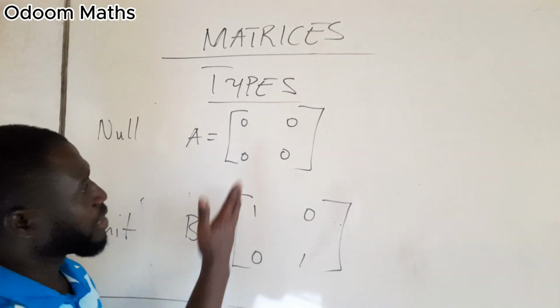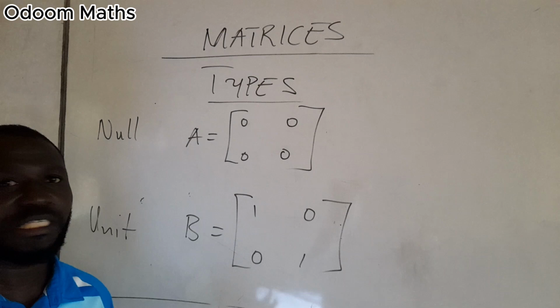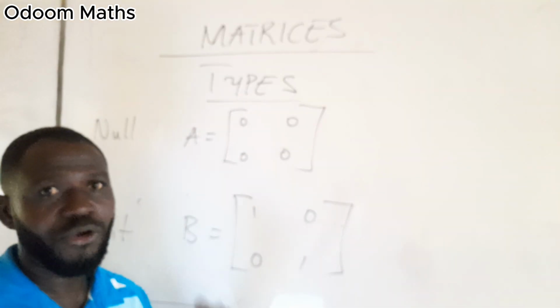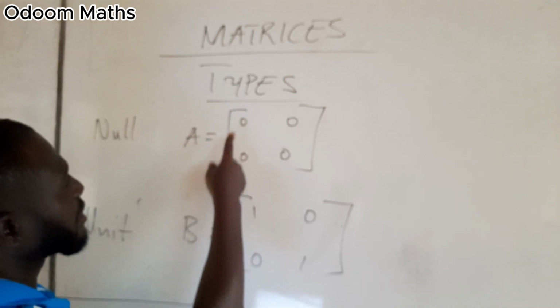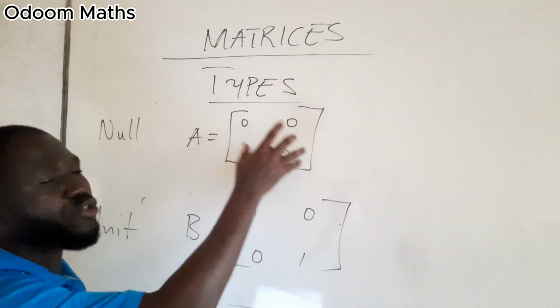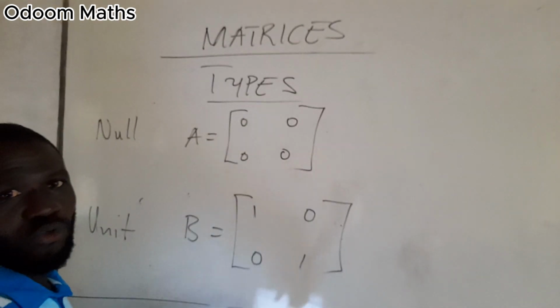Okay, so let's look at these 2 types for now. We also have another type, the square matrix, where the number of rows is equal to the number of columns. Let's see this one. We have 2 rows and then 2 columns. So this is a square matrix.